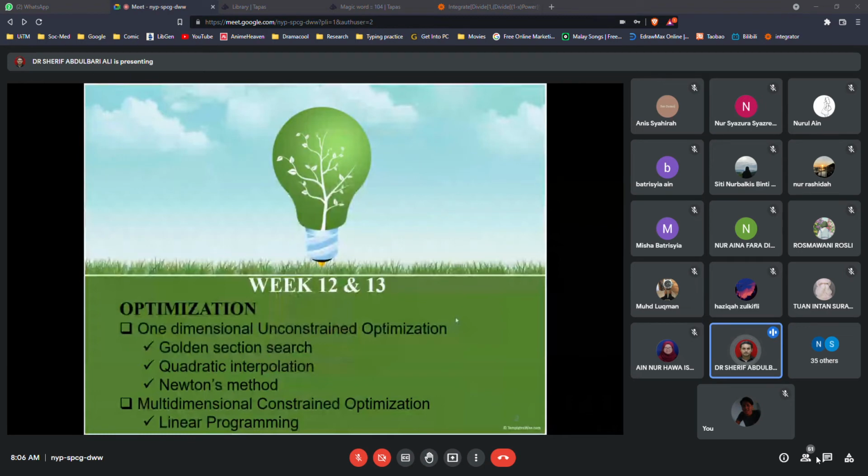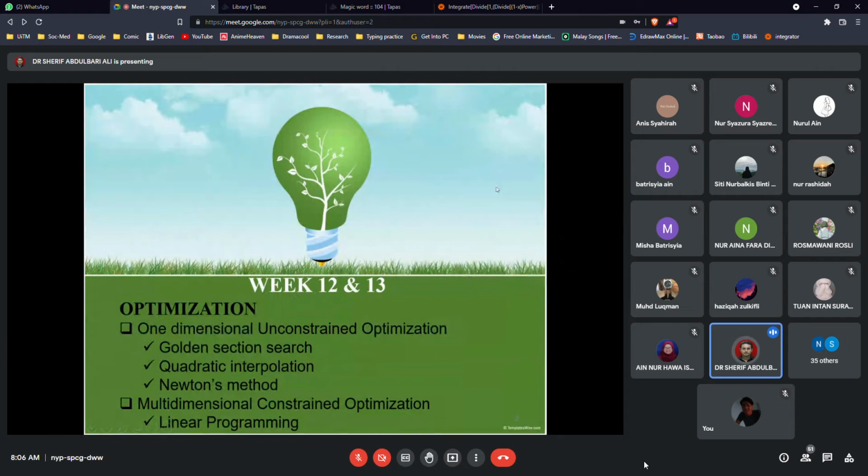So maybe your question coming at the final exam is going to ask you about golden section search optimization or quadratic interpolation optimization or Newton methods. This is classified under one dimension unconstrained optimization. Or maybe your question is going to be coming from the constrained optimization, which is linear programming.